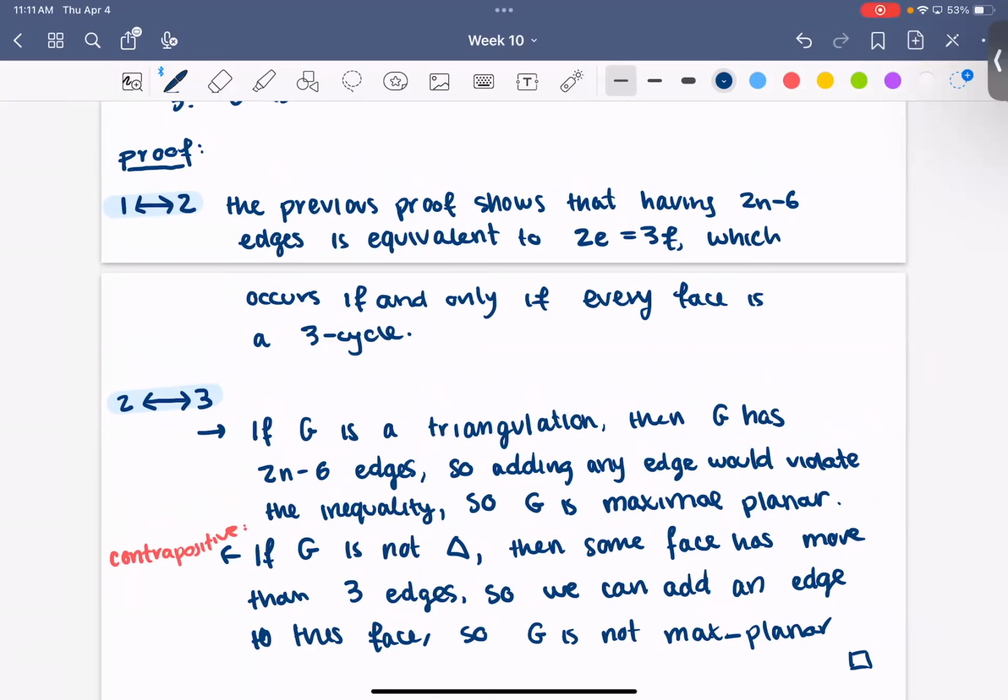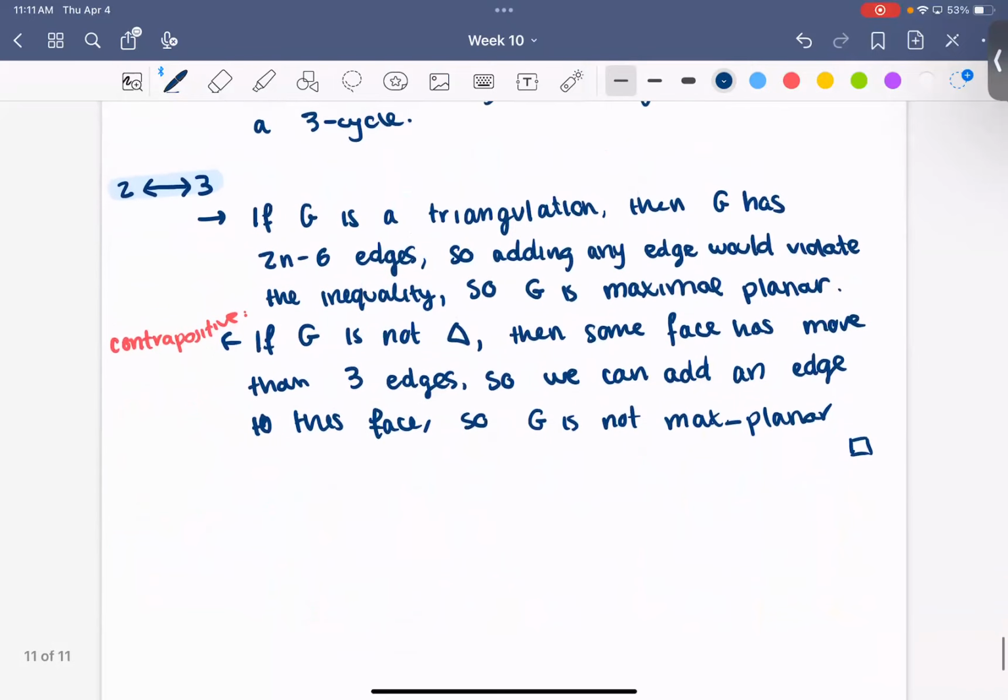Okay, so what we are now going to do is work towards a characterization of plane graphs. So our goal is to characterize plane graphs. So make a statement of the form G is planar if and only if something.